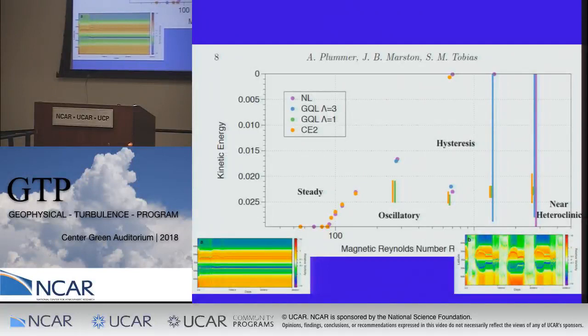And then further on, let's go here, where we have this near heteroclinic solution, the statistical theory picks somewhere in the middle, which is kind of interesting. I'll come back to that in a minute. Remember, CE2 is equivalent to a quasi-linear approximation.